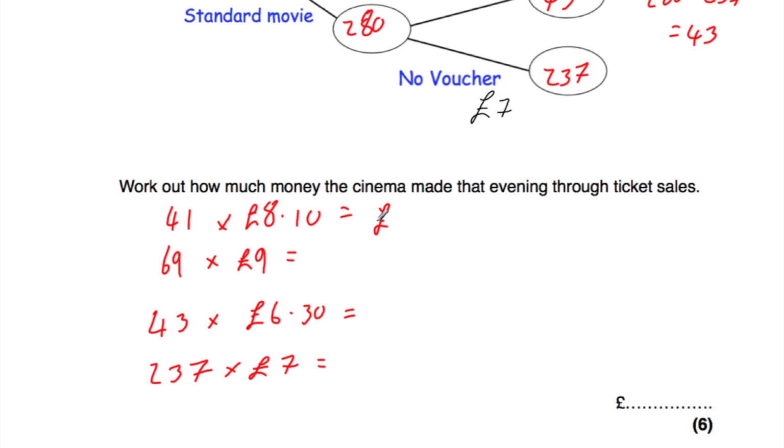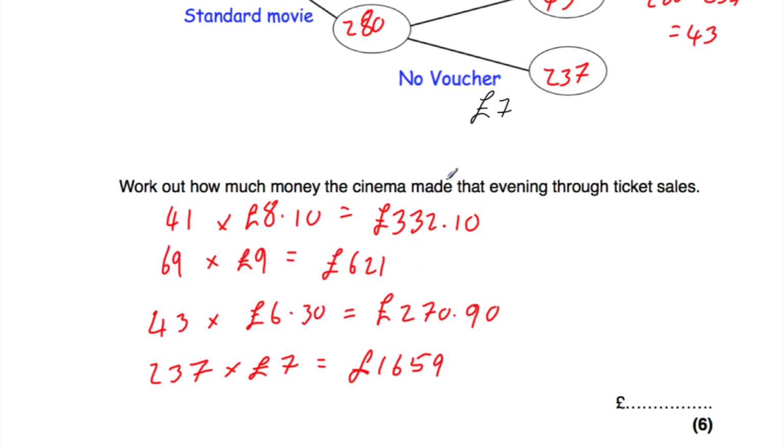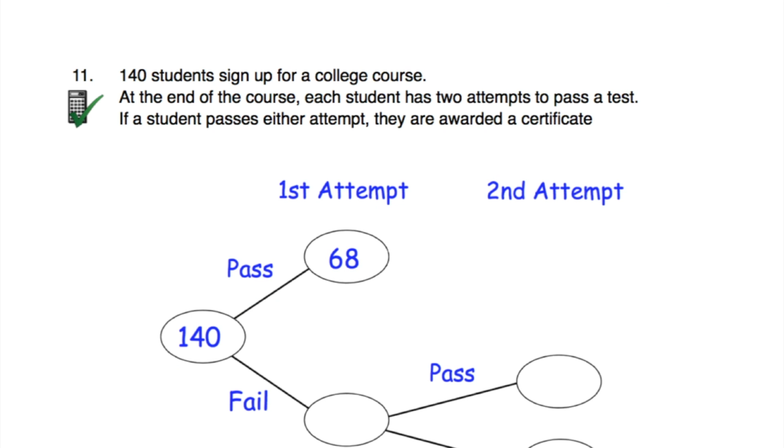So these people pay a total of £332.10. These people pay a total of £621. These people pay a total of £270.90. And then finally, these people pay a total of £1,659. And then if we add them all up, we get the grand total. And that's equal to £2,883. And that's it. Okay, let's have a look at our next question.